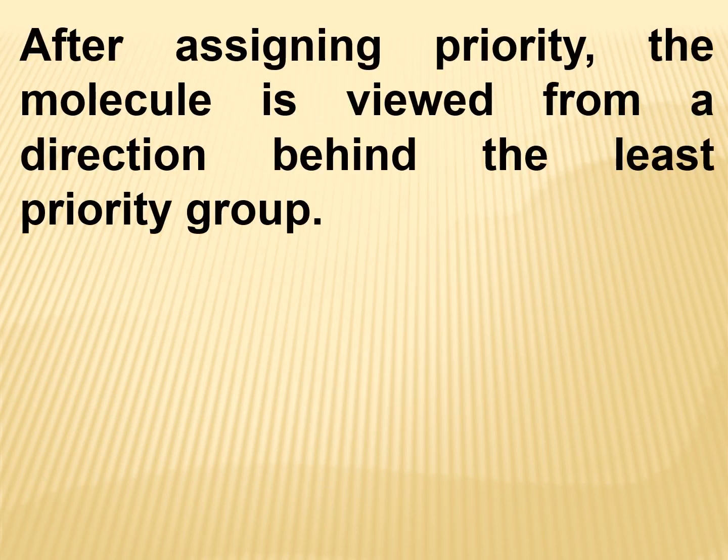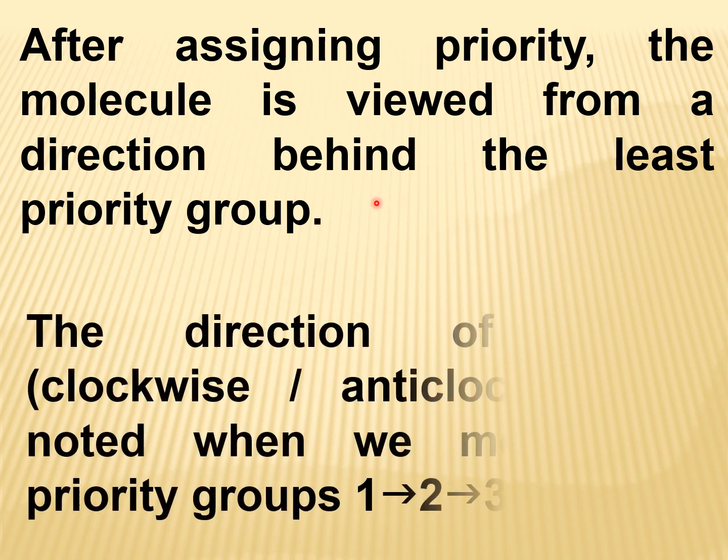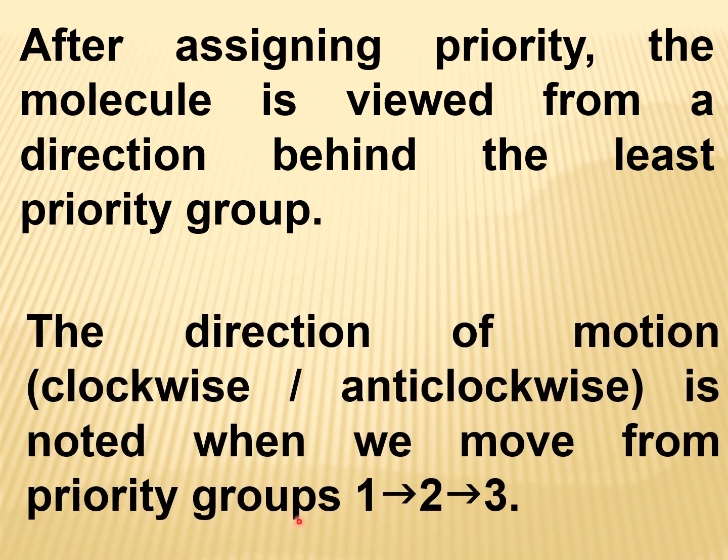After assigning priority, the molecule is viewed from a direction behind the least priority group. So that is one important thing. After we assign the priorities, we view the molecule from behind the least priority group, and then we move from priority groups 1 to 2 to 3. In this movement we check the direction, whether it is clockwise or anti-clockwise. So these are the two things that we are going to do.